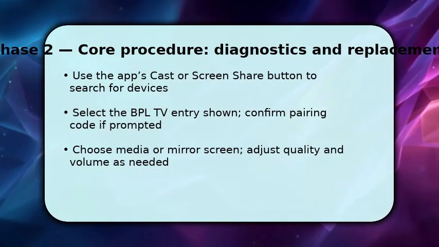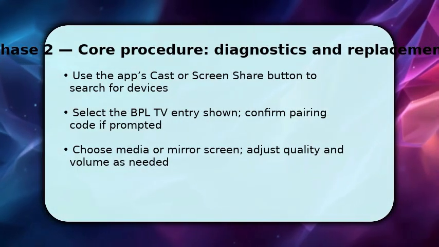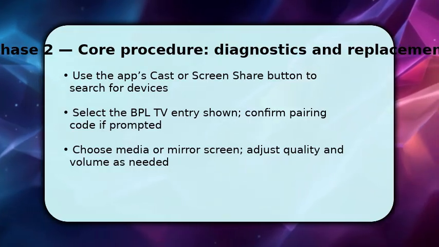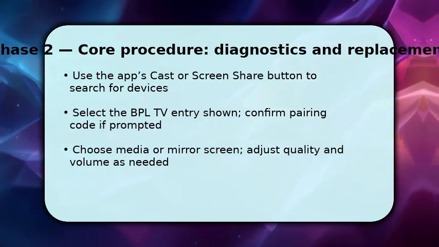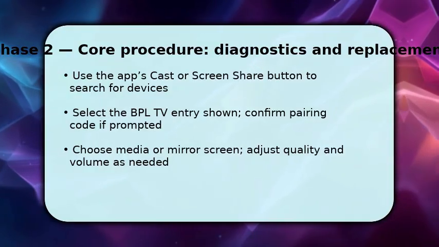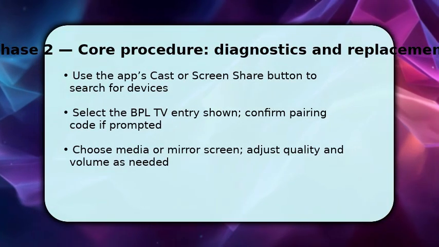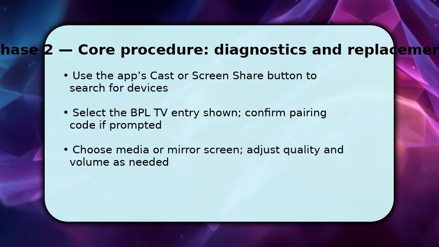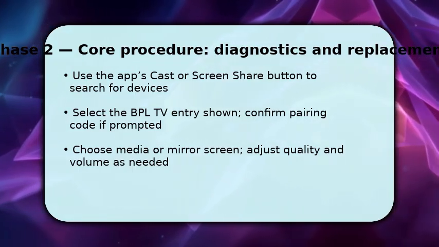Now begin the cast from the phone. In the BPL TV app, tap the cast or screen share icon and wait for device names to appear. Choose the BPL TV listing that matches your model. If a PIN or pairing code appears on the TV, type it into your phone to pair.